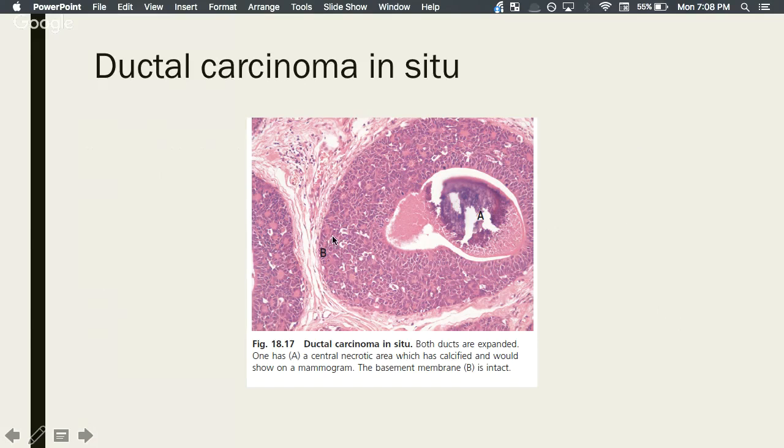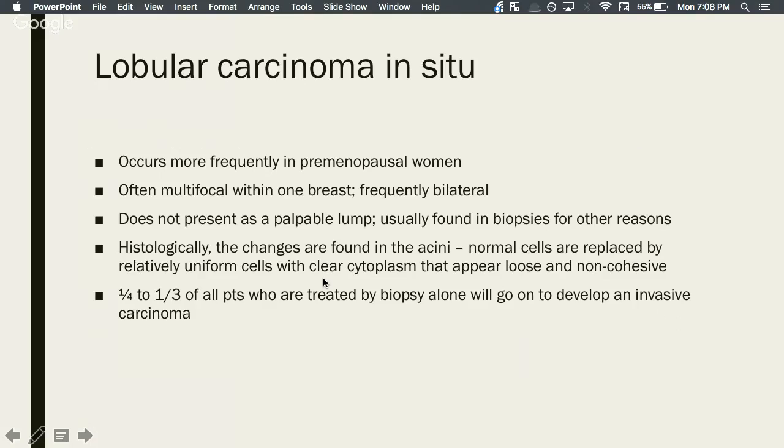Yeah, and so that's showing that basically your basement membrane is intact. In terms of your lobular carcinoma, that occurs more frequently in premenopausal women. So it can be bilateral. So if someone presents with a bilateral carcinoma, you'd be thinking more of a lobular carcinoma in situ.